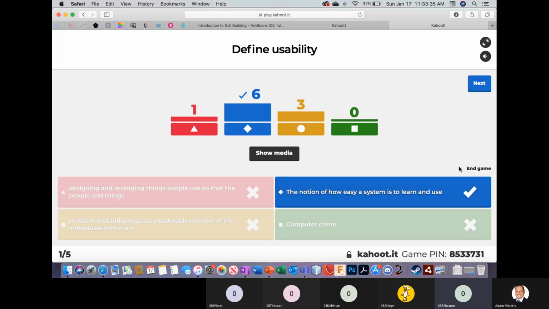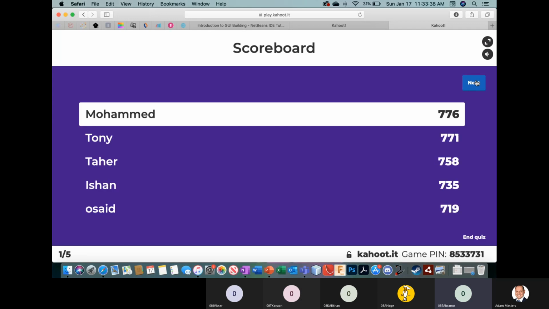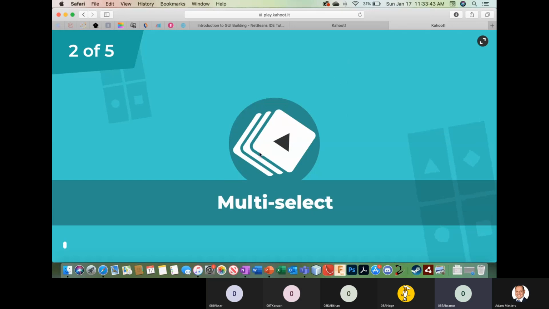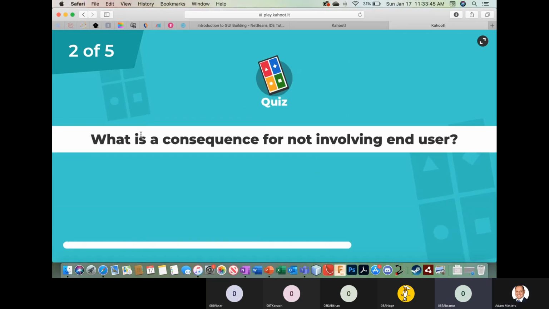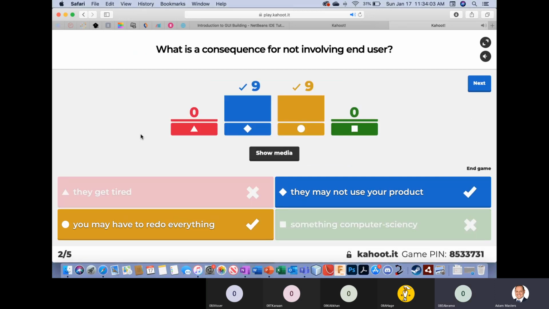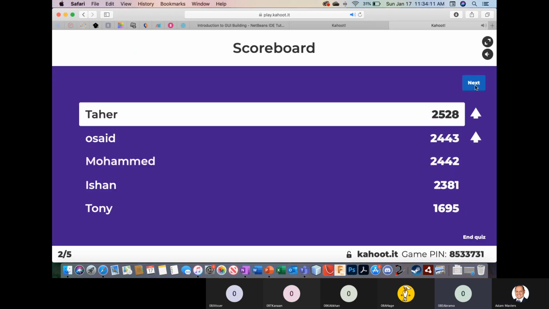Yeah. It's blue. Okay. This one is on. What is the consequence of not involving the end user? There are two answers to this one, guys. Oh, I can't get this wrong. How many answers to this? Two. Yeah. It's pretty straightforward. Well done, Tahir.